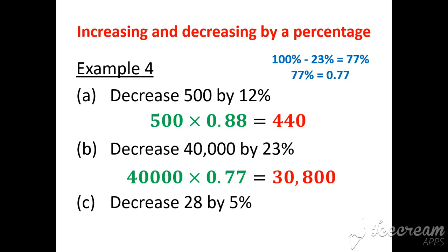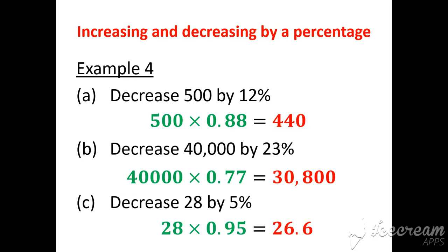And part C, what about decreasing 28 by 5%? I just went 28 times 0.95. Remember, 100 minus 5 is 95, and that's 0.95.